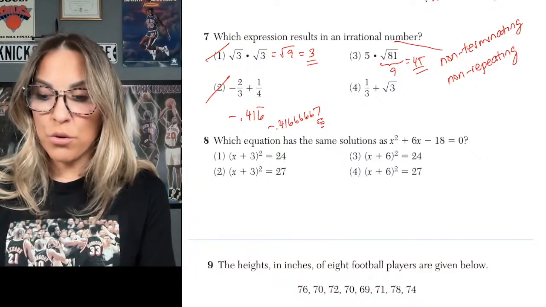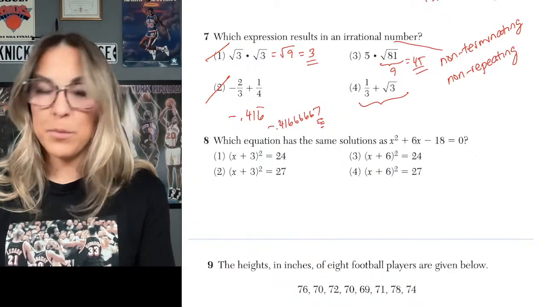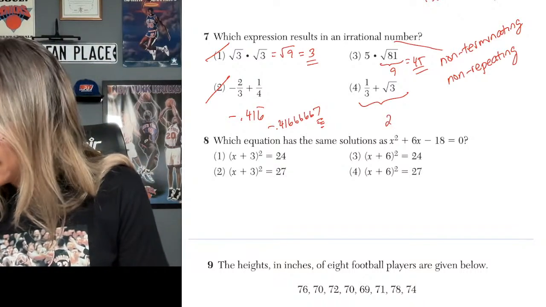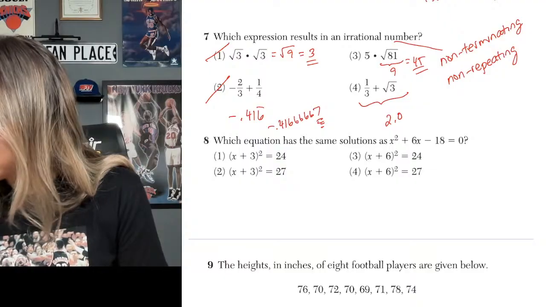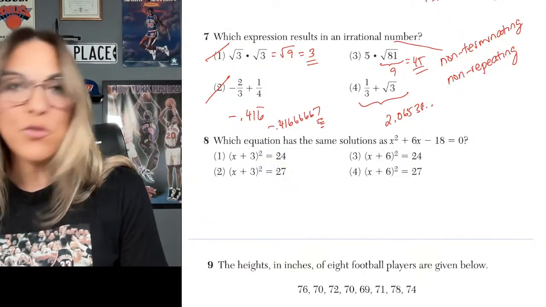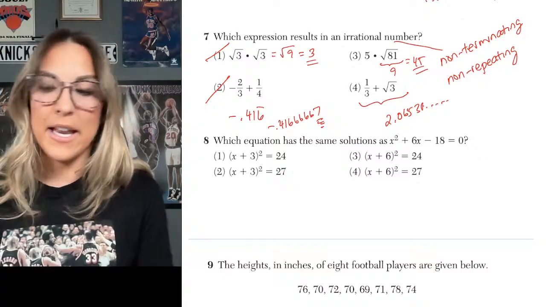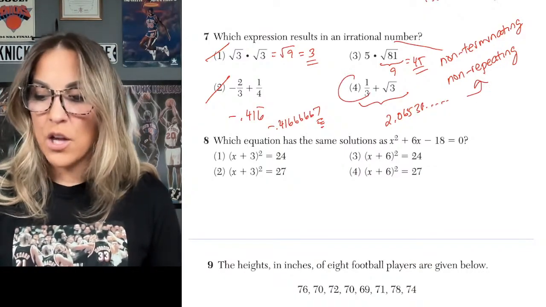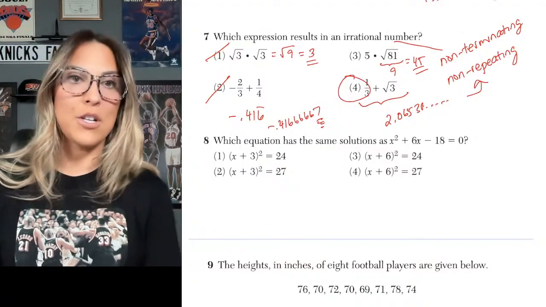But you can just throw this in your graphing calculator, 1/3 plus the square root of 3, and you're going to get a decimal. I think I wrote it down. It's going to be something like 2.06538. There's not going to be a pattern, and it's not going to end. And so that's going to go with this definition we said here. It's non-terminating, it's non-repeating. So number 4 is going to be our irrational number here.